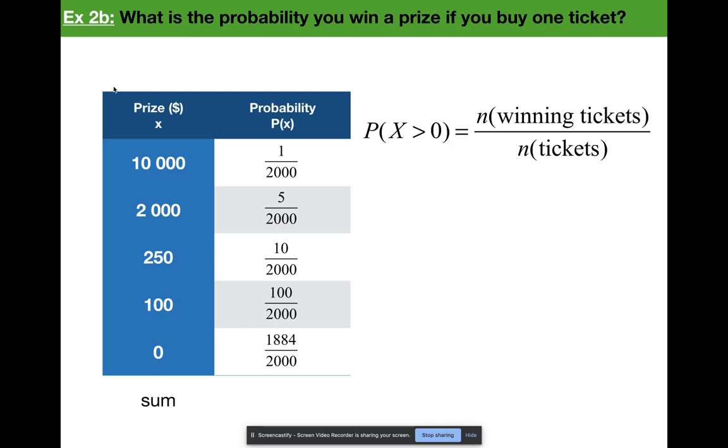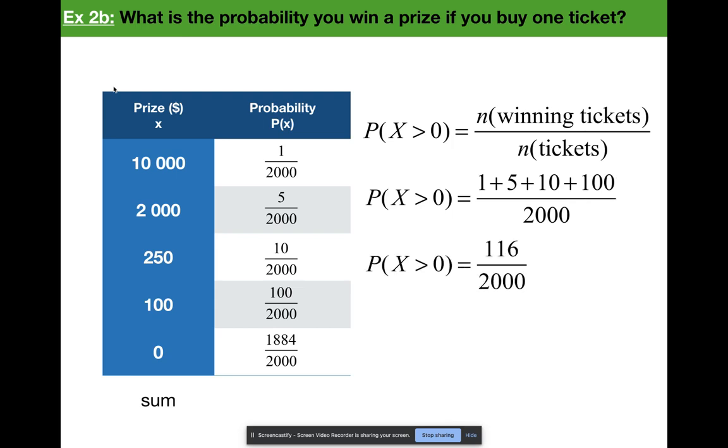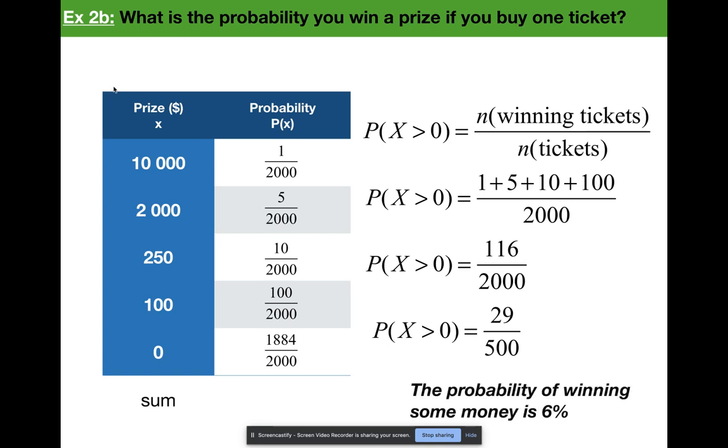How many winning tickets are there? Well, there was 1 grand prize, 5 second place prizes, and so on. We add all those up, and we end up getting 116 out of 2,000. I can reduce that. And then, so what does that actually mean? Again, my brain doesn't think fractions all that well. I think percentage is a little bit better. I get 6% chance of winning some money.